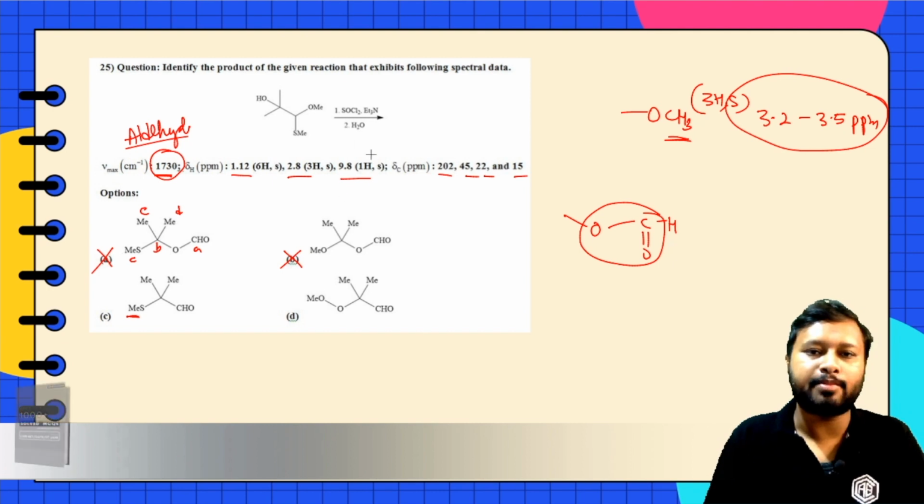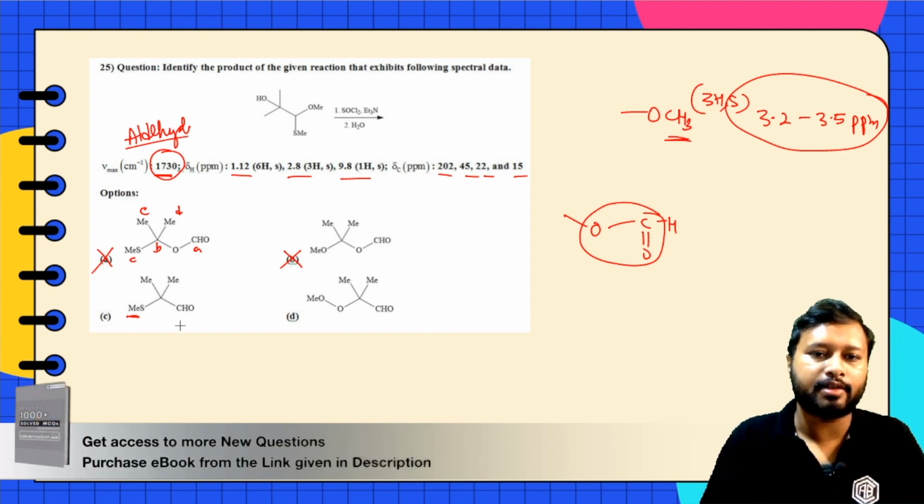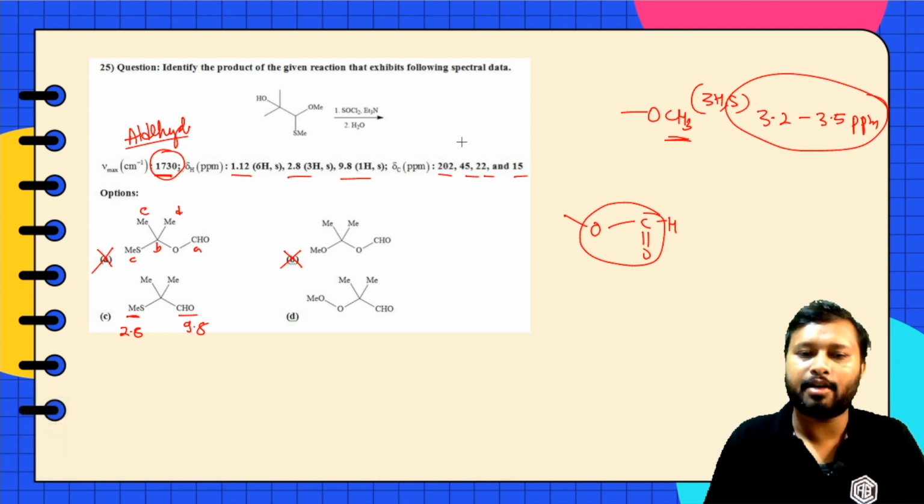This 9.8 is because of the aldehydic hydrogen, which is this. Okay, so 9.8 is because of this, and this is 2.8. Now let's look at the carbon NMR and see whether it satisfies. So here you have 1, 2, 3, 4 carbon NMR signals. All the 4 carbons are different because they are in different chemical environments.